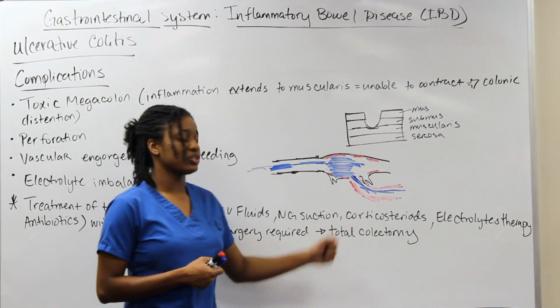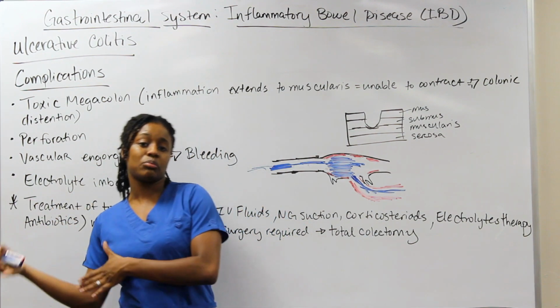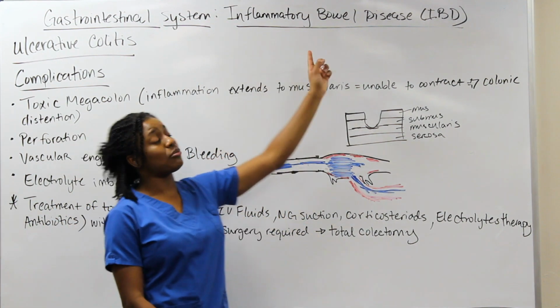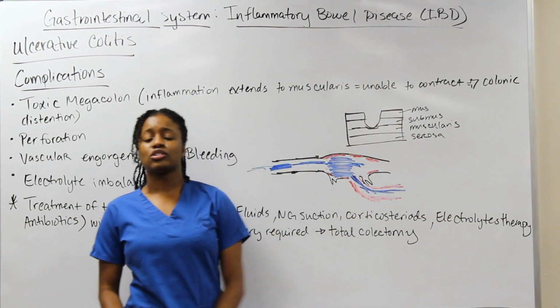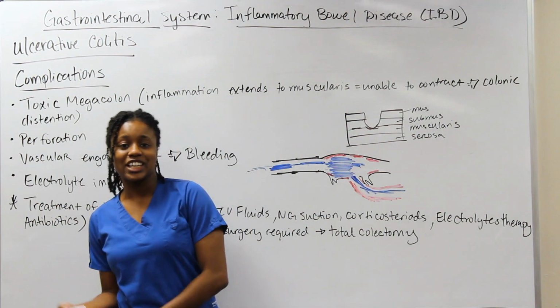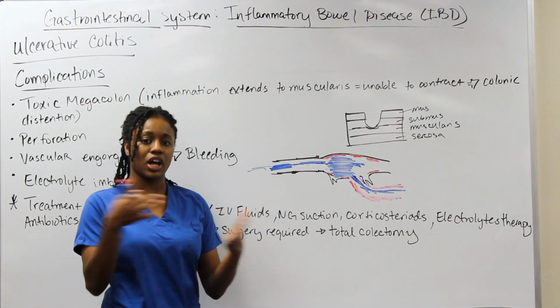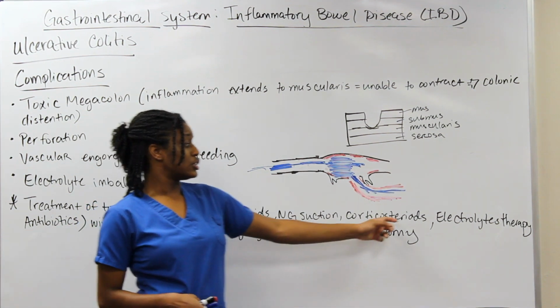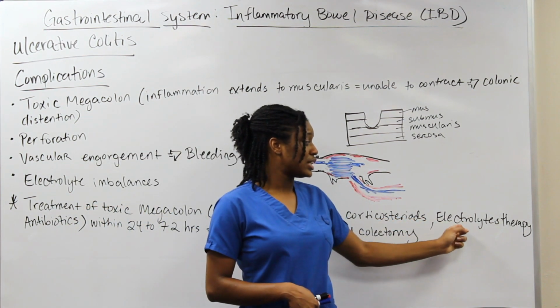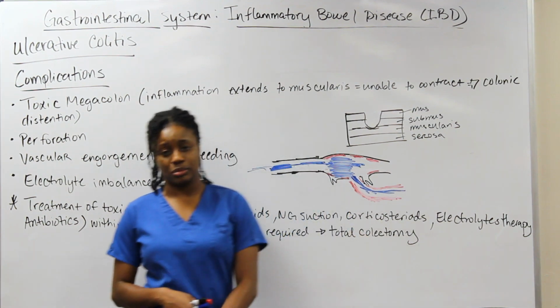Then you also have corticosteroids. What do corticosteroids do? Anti-inflammatory medication. I have an inflammatory bowel disease, so what am I going to do? I'm going to give medication that blocks inflammation from occurring. So that's my corticosteroid. And then I have my electrolyte therapy, all right?